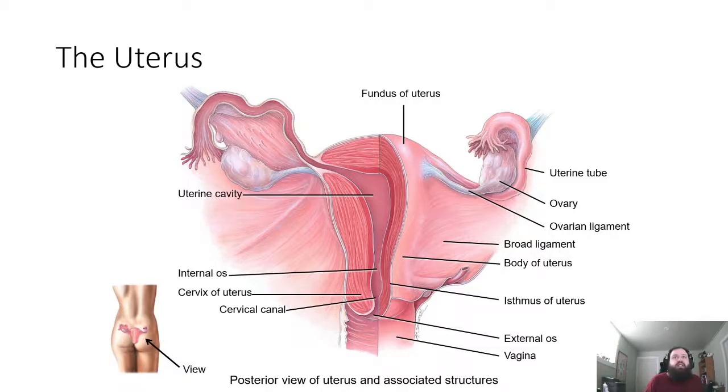Then within the uterus itself, we have a large uterine cavity, which is the interior of the body of the uterus. And we also have the cervical canal, which is the interior of the cervix. There is also the internal os and external os. The internal os right here is where the cervical canal opens up into the uterine cavity, and the external os is where the cervical canal opens up into the vagina. So here's your cervical canal, and if you go that way, you go through the internal os, and if you go that way, you go through the external os.